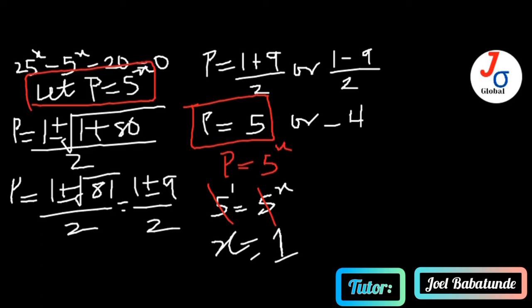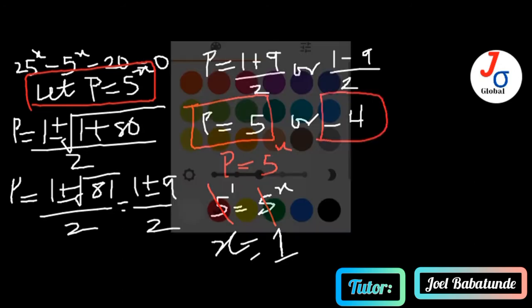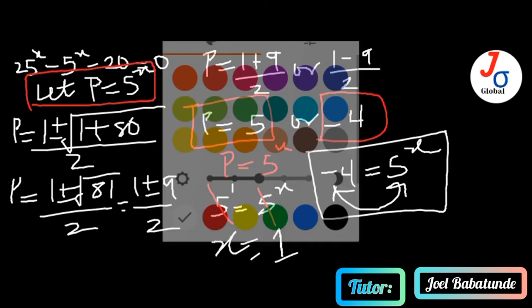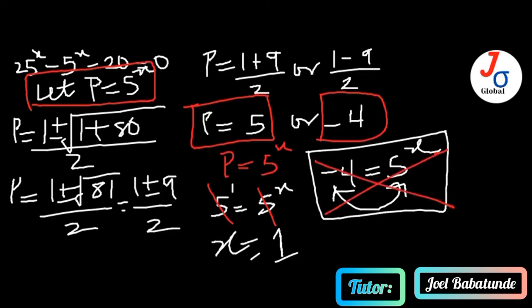So when p equals minus 4, I would say that is minus 4 equals 5 raised to the power of x, according to this. But this and this are not the same, so basically this cannot be our answer. So we cancel out this. Basically, our answer is just x equals 1. So here, x equals 1.